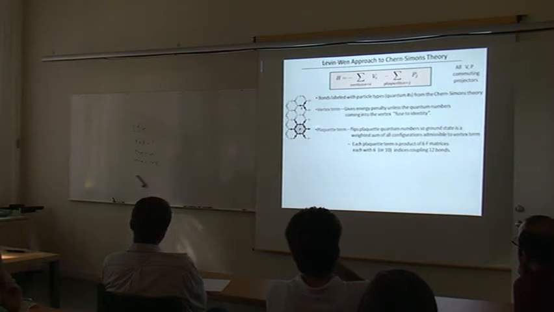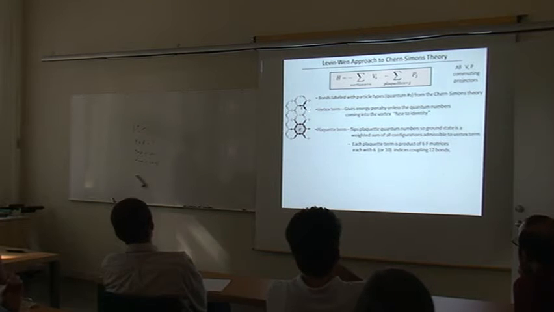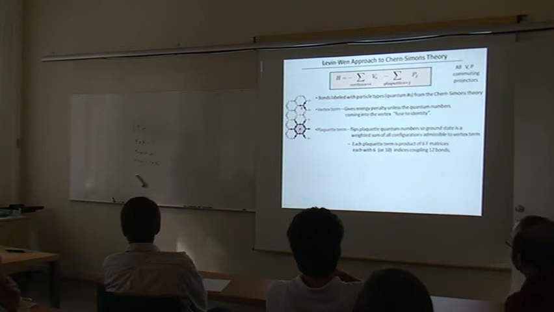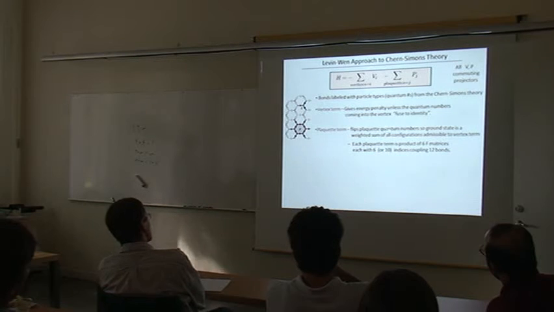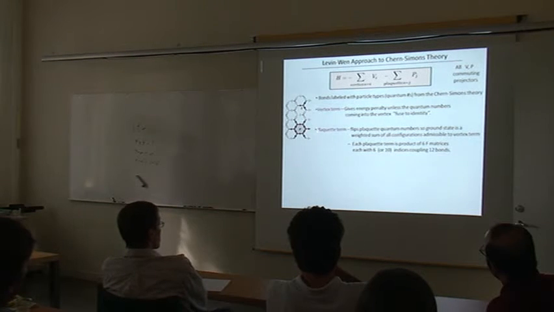The plaquette term is a little more complicated. Once you have all of your vertices satisfying the vertex term, so you're in the ground state of all the vertices, there's a name for those states, which are called string nets for some reason. And there are many string nets that are allowed. There are many ways to satisfy all the vertex terms. The plaquette term flips the quantum numbers around each plaquette in such a way that if you start with something that doesn't violate any of the vertices, you end up with something that doesn't violate the vertices.